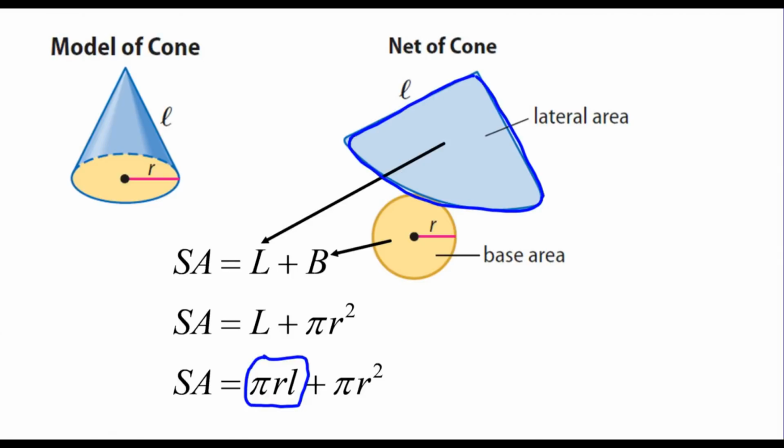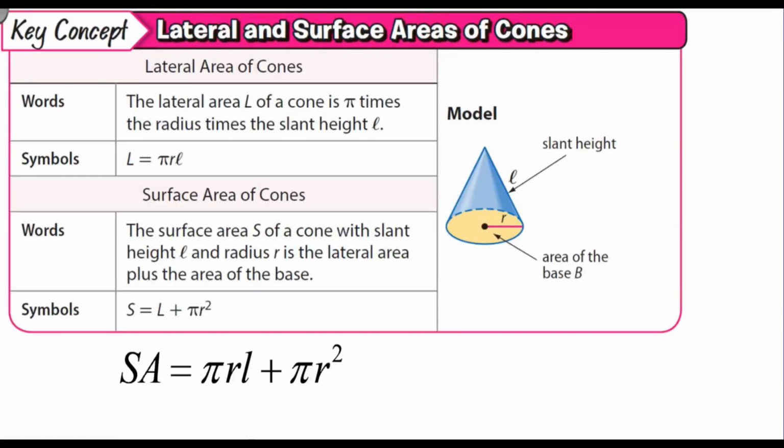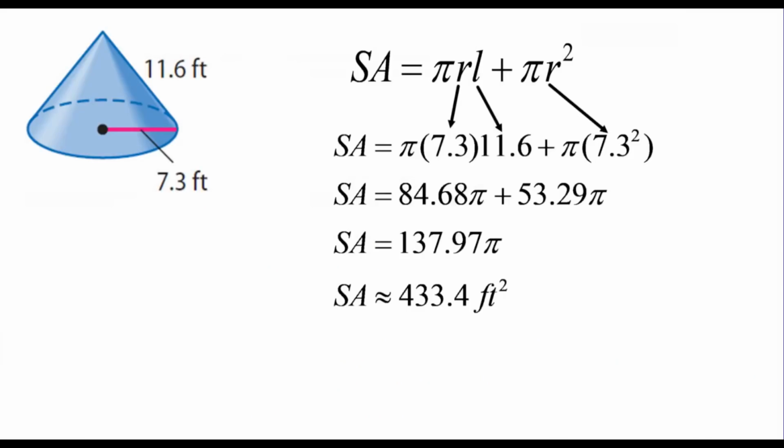And then, of course, the area of the base is a circle, so that's just going to be pi r squared. So the lateral surface area plus the area of the base, pi rl plus pi r squared. And again, that's shown here. Our surface area is pi rl plus pi r squared.